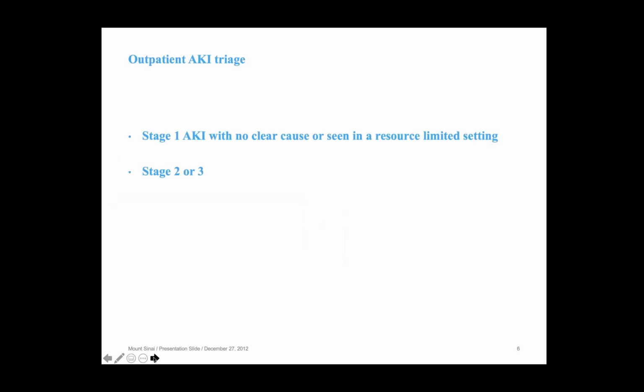I know a lot of you are categorical interns here, and you see patients in the outpatient clinic, and not all AKIs that you see in the outpatient clinic need to be sent to the emergency room or need to get admitted. So when do you send them for evaluation? Basically stage 1 AKI, which is if your creatinine has gone up by 0.3 and you don't see a clear cause of it.